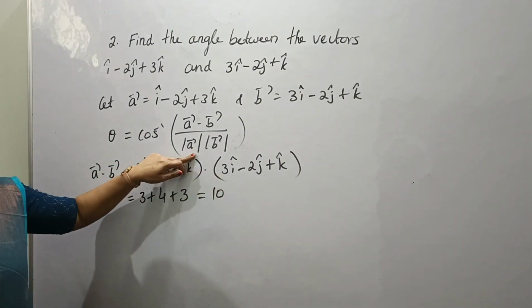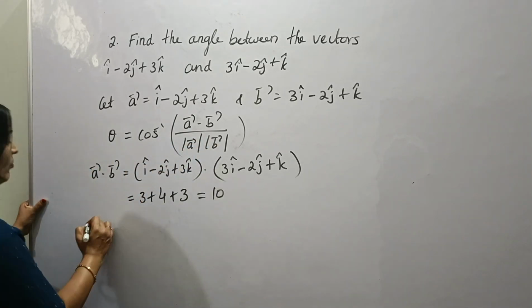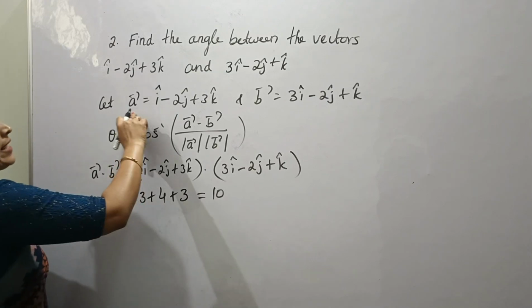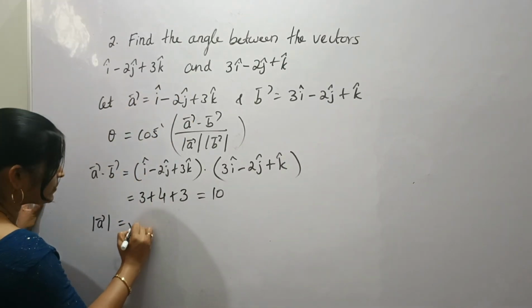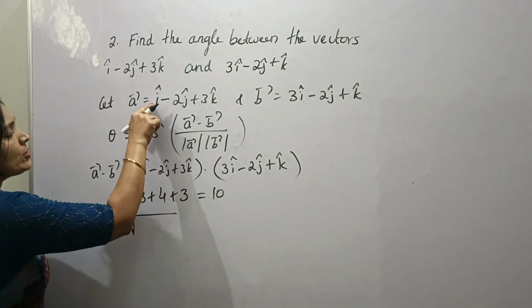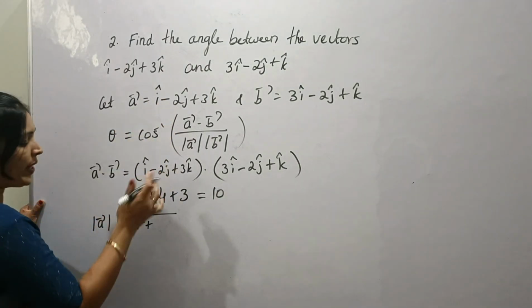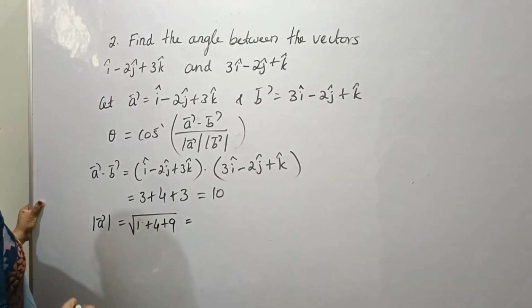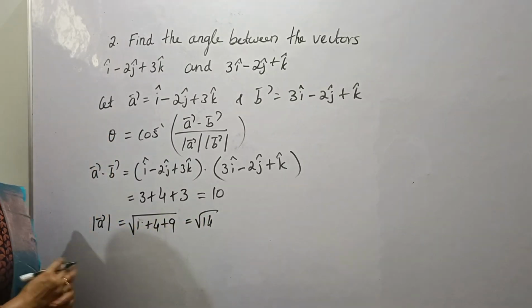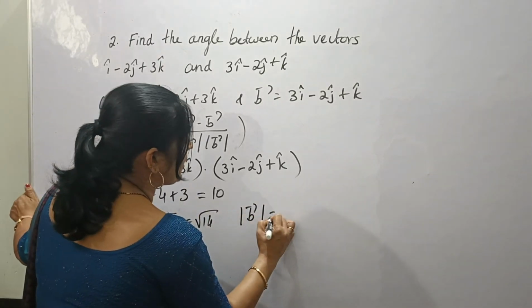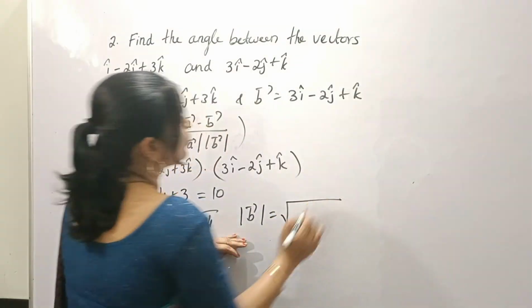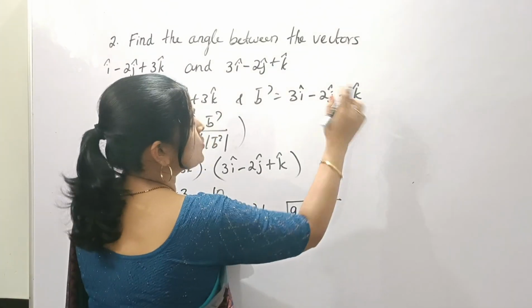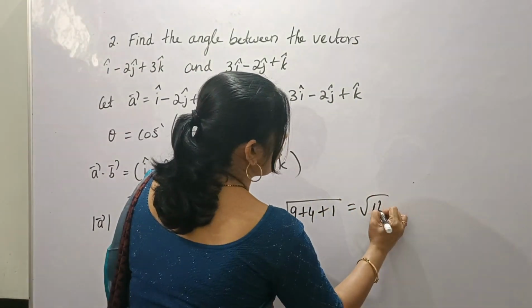Next we need to find the modulus of vector A and modulus of vector B, that is, the magnitudes of vector A and vector B. So the magnitude of vector A is the square root of 1 square, plus minus 2 square, 4, plus 3 square, 9. 1 square is 1. That is square root of 14. Next let's find the modulus of vector B, that is equal to the square root of 3 square, 9, plus minus 2 square, 4, plus 1 square, 1, that is also square root of 14.